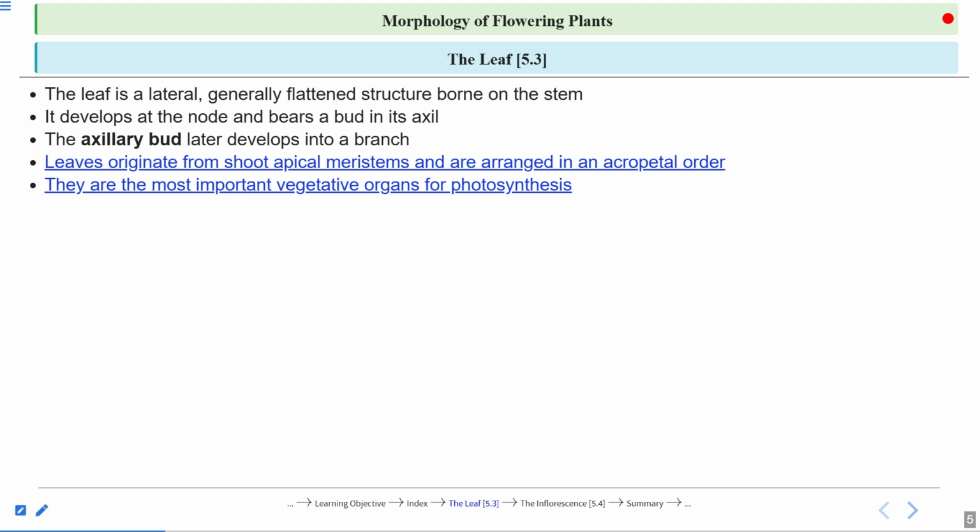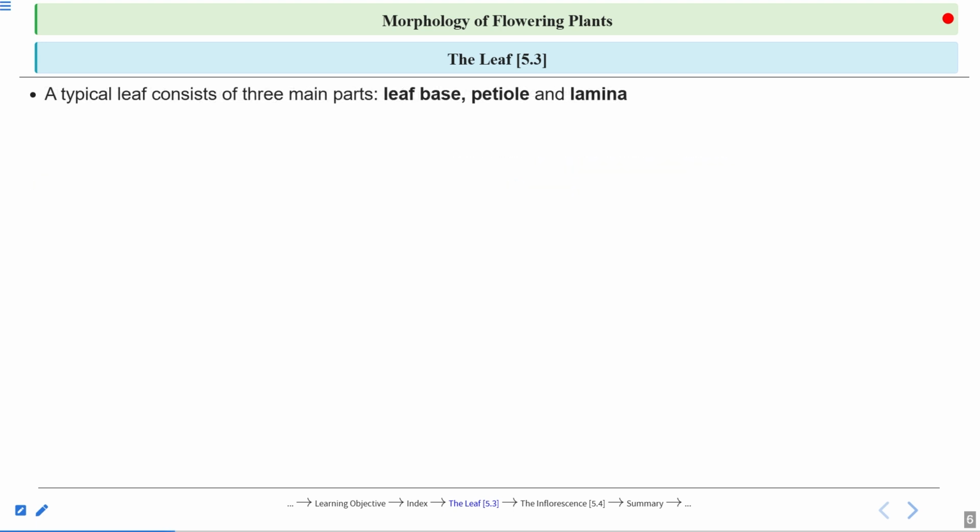So leaves are the site of photosynthesis. They can ask you a question: what is the site of photosynthesis in the plant? Leaves will be the answer. Within leaves, chloroplast is the site of photosynthesis. Now let's talk about the structure of the leaf. A typical leaf consists of three main parts. What are these parts? Leaf base, petiole, and the lamina. We'll talk about what is leaf base, what is petiole, and what is lamina.